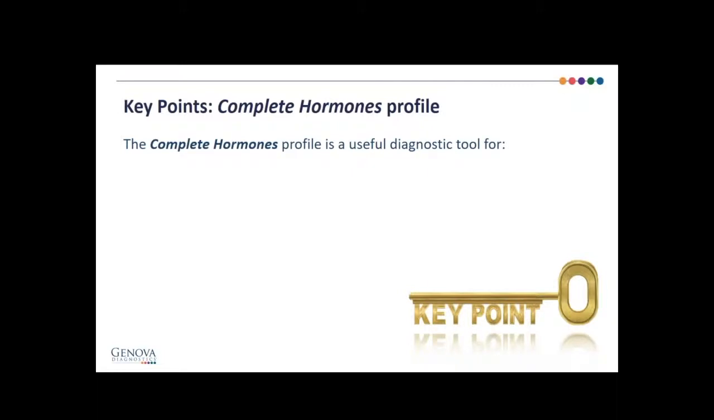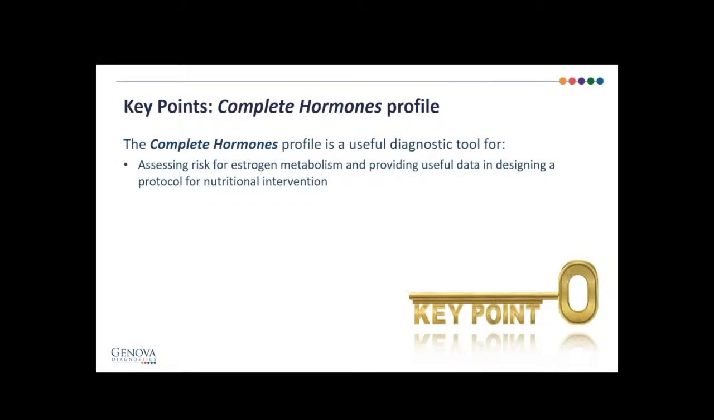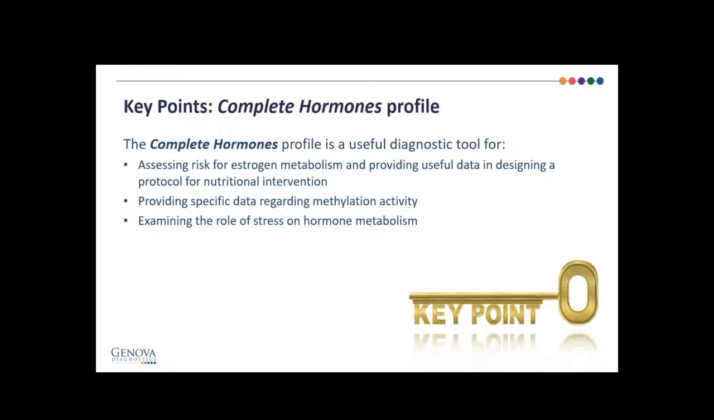So here are our key points. The complete hormones profile is a useful diagnostic tool for assessing risk for estrogen metabolism and providing useful data in designing a protocol for nutritional intervention. There are specific things you can do to try to upregulate these pathways in the direction that is safer. It provides specific data regarding methylation activity. It helps to examine the role of stress on hormone metabolism, our anabolic-catabolic balance can speak to a catabolic balance whereby stressors are pushing the progesterone into cortisol to the detriment of androgens and estrogens.